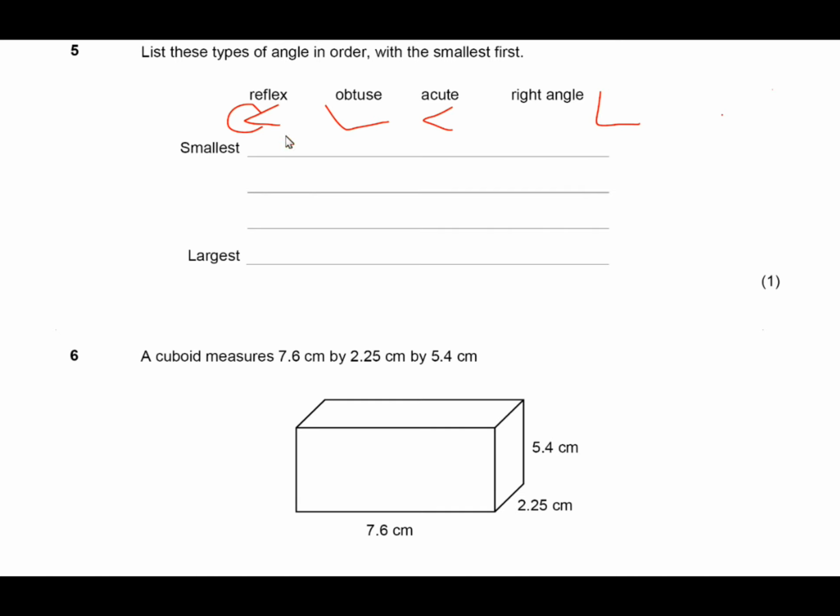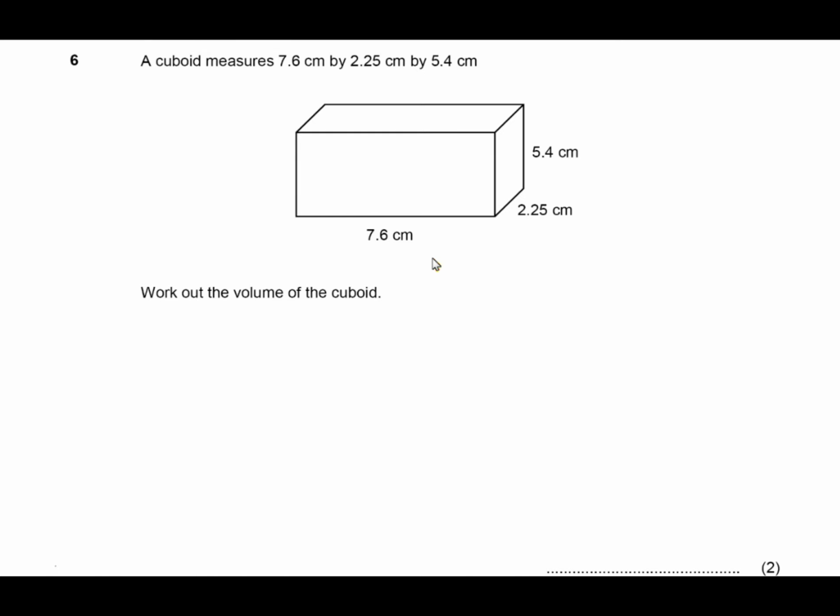So the smallest angle is the acute. The next biggest angle is going to be the right angle. The next biggest angle is the obtuse. And finally, our biggest angle is the reflex. And that's 1 mark.